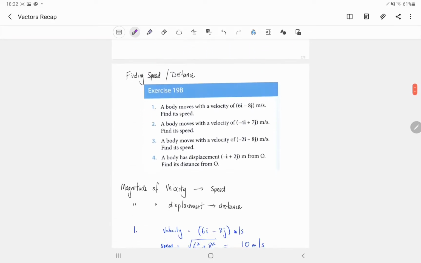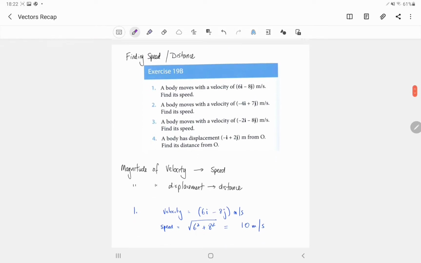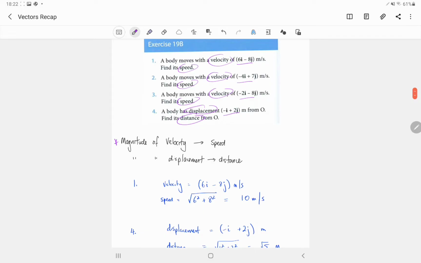The next type of question was in exercise 19b, and it's the same thing. It's just finding the magnitude of all of these vectors, but we're linking it to velocity and speed, and also to displacement and distance. So what we're really doing is converting from a vector to a scalar. And to get from a vector to a scalar, you get the magnitude of it. So the magnitude of velocity is its speed. If you have displacement and take the magnitude, then you end up with the distance.